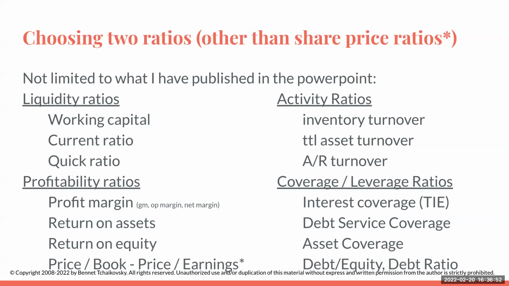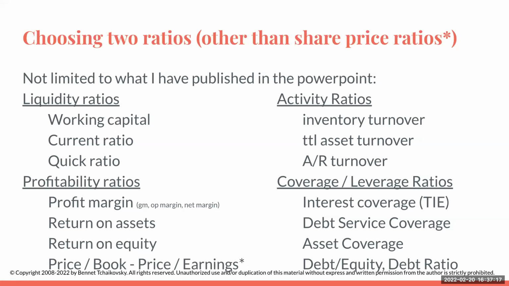When it comes to profitability ratios, I can look at my profit margin, which is also sometimes gross margin, operating margin, and my net margin. Return on assets, return on equity, price to book, price to earnings ratio. And again, as I mentioned previously, the price to book ratio will be done on the next video after we look at some other things first.